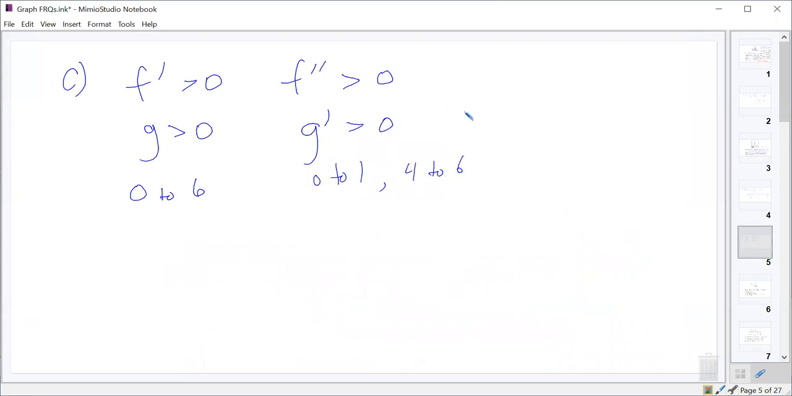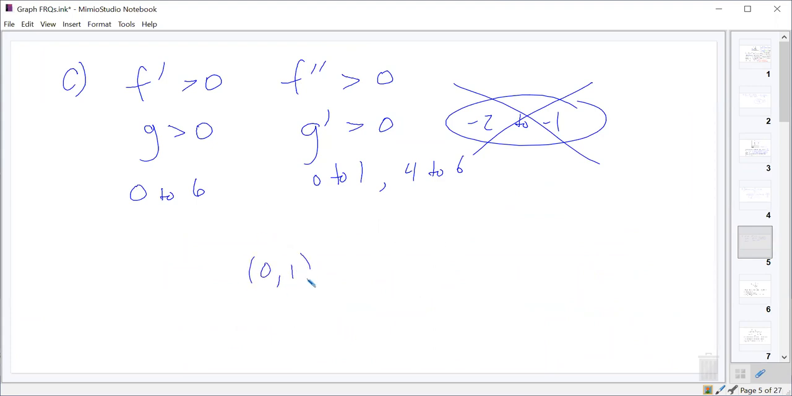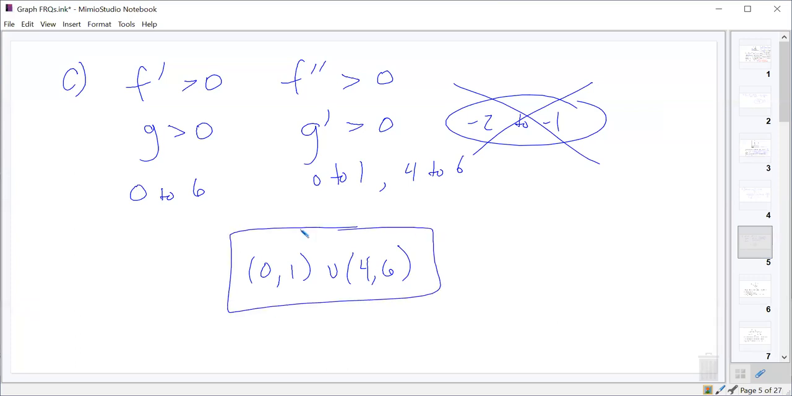We might add in there also, what did I say, -2 to -1? That's how it was. But that one doesn't overlap. These do overlap, though, 0 to 1 and 4 to 6. So we would say this is true on 0 to 1 and 4 to 6. Because we're talking about concavity also, we're going to have open intervals. Any questions there on part C?